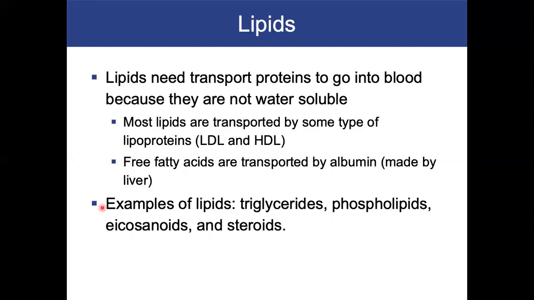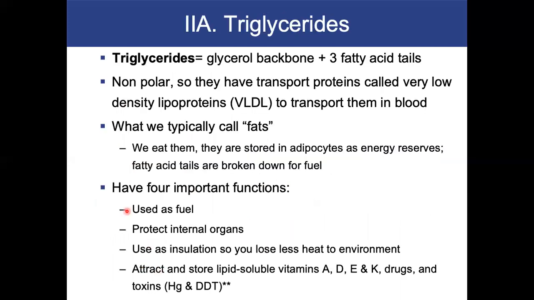Examples of categories of lipids: triglycerides, phospholipids, eicosanoids, and steroids. So these are the categories of lipids, and we're going to talk about each of them. Triglycerides. Tri means 3, glyceride, so it's a glycerol backbone plus 3 fatty acid tails. It's nonpolar, so they're transported in the bloodstream using very low density lipoproteins, so VLDL.